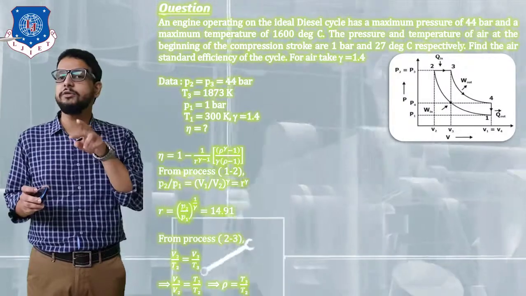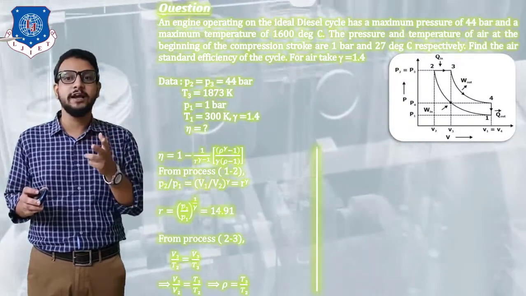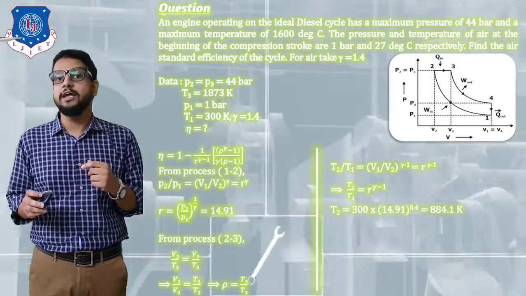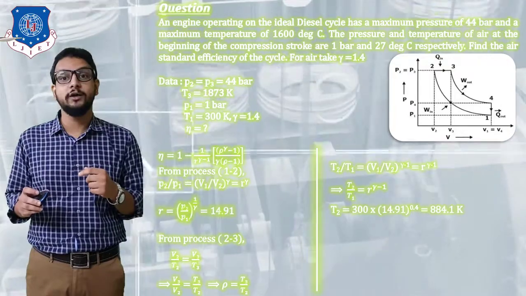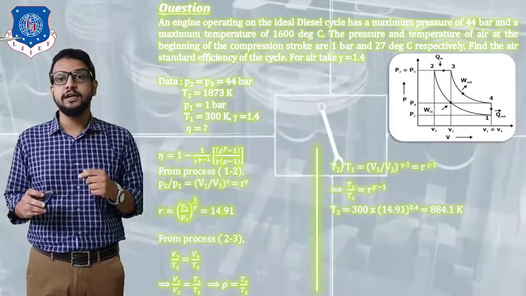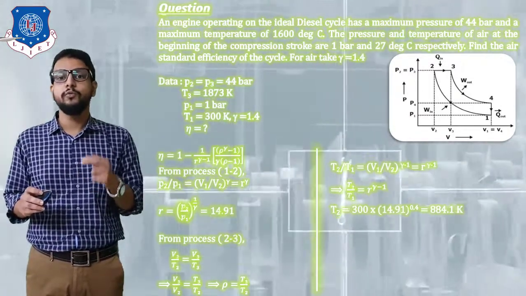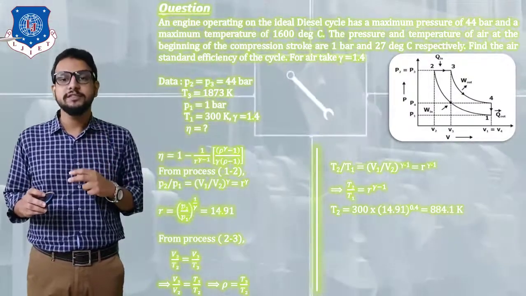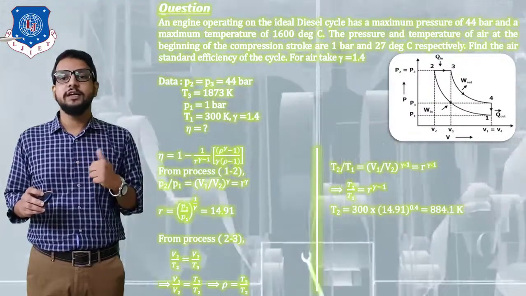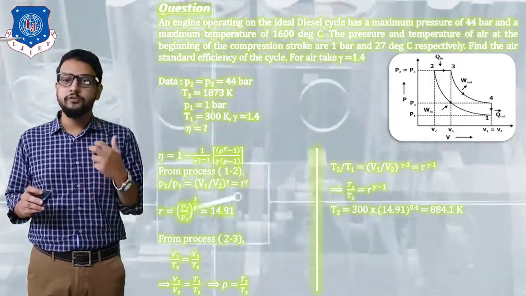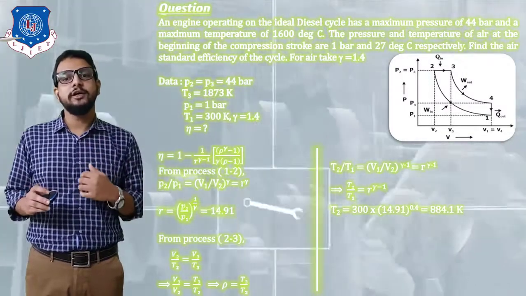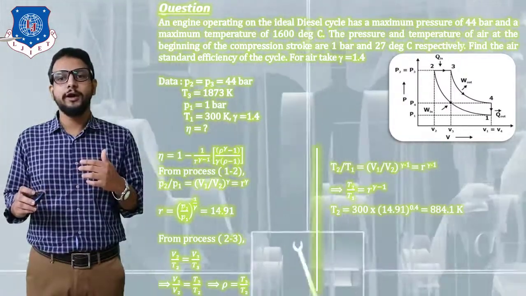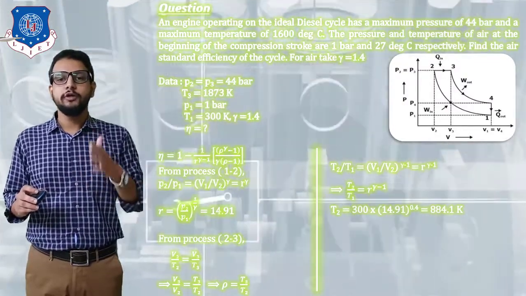T3 is known, but T2 is unknown. So what do we need to do? Next target is to determine temperature T2. For this we need to observe our adiabatic compression process, that is from 1 to 2. From this we can say that T2 by T1 is equal to V1 by V2 raised to gamma minus 1. That is our TV relation. So it is equal to r raised to gamma minus 1. T1 is known and r we have found out. So we can determine T2, which is equal to 300 into 14.91 raised to 0.4, which is equal to 884.1 Kelvin. So from here we have found out T2.